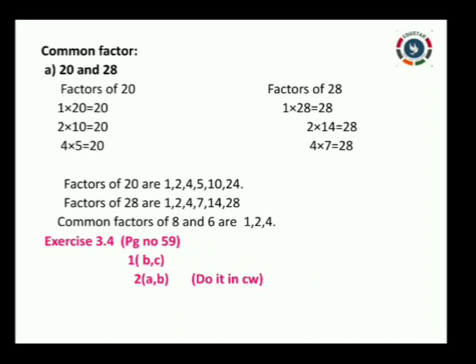Next one is common factor. Copy this sum in your classwork. After completing this, take page number 59, exercise 3.4. In the first Roman letter, B and C sum. In the second Roman letter, A and B sum. You have to do it in your classwork.